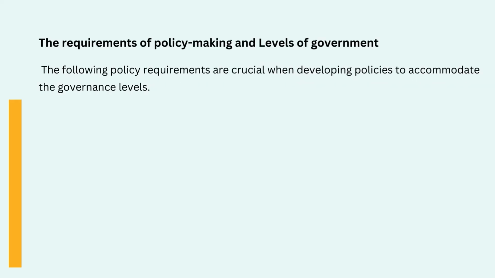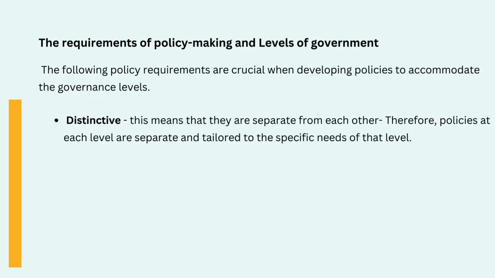The requirements of policymaking and levels of government. The following policy requirements are crucial when developing policies to accommodate the governance levels. The policies should be 1. Distinctive. This means that they are separate from each other. Therefore, policies at each level are separate and tailored to the specific needs of that level.